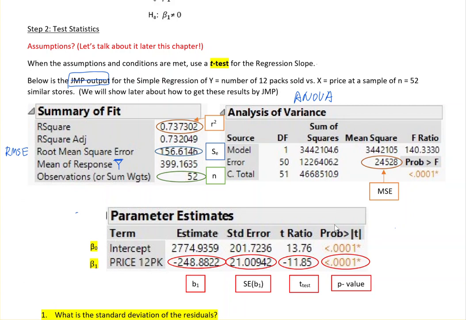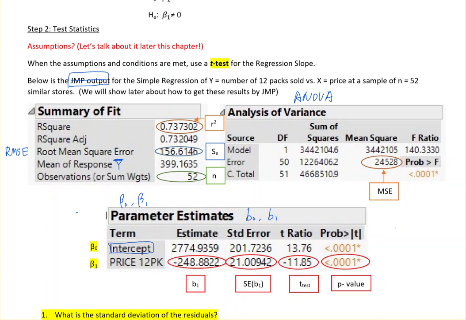Alright, so the next one will be very useful for our hypothesis. It is called the parameter estimates. Look at the name of this table, parameter estimates. What is that? It will be about b0, b1, right? What estimates the parameters? The parameters are beta 0, beta 1. So the parameter estimates will be b0, b1. Actually we have two rows. The first row is always called the intercept, which is beta 0.